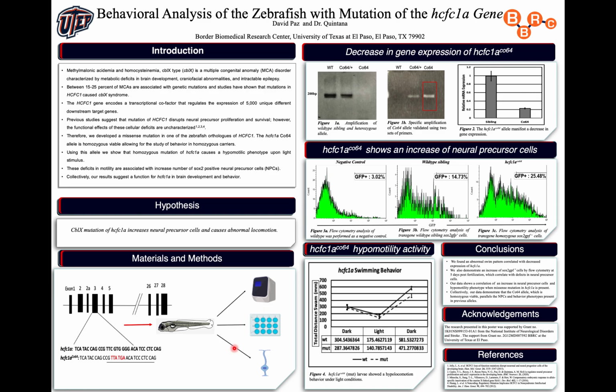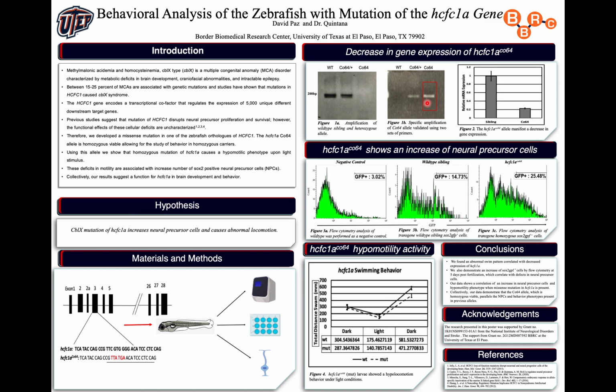And finally, we use flow cytometry to analyze neural precursor cell counts in homozygous carriers to correlate deficits in brain development. We first validated our homozygous carriers by using 2 sets of primers. One set will be specific for the amplification of wild-type sibling, as shown in Figure 1a. The second set of primers will be specific for the Co64 allele, as shown in Figure 1b.